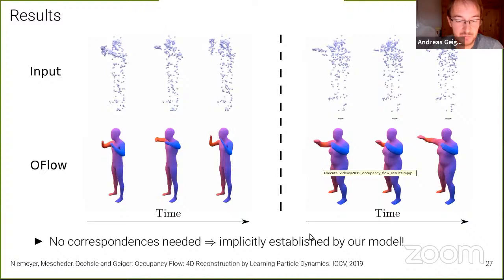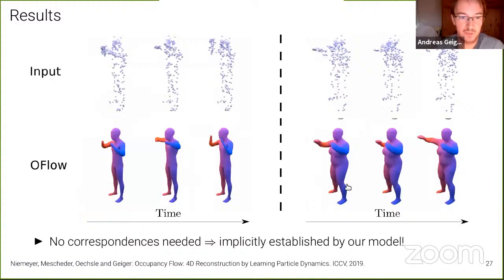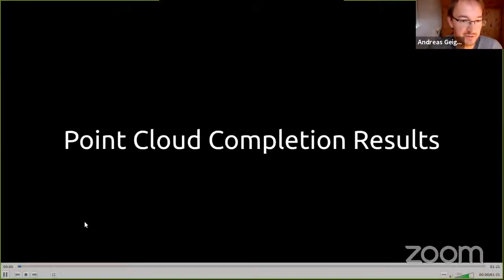Okay. So let's look at some results. Maybe one thing that's interesting to note here is also that no correspondences are needed. We can include a correspondence loss, but we can also just use this reconstruction loss, and the model implicitly establishes correspondences across time. And you will see this by the consistency of the colored reconstruction. So the same color corresponds to the same location on the object, and you can see that these colors are very consistent over time.